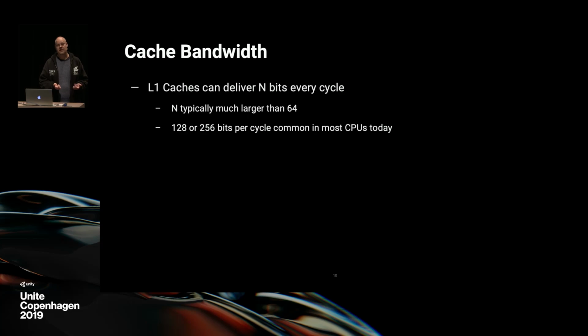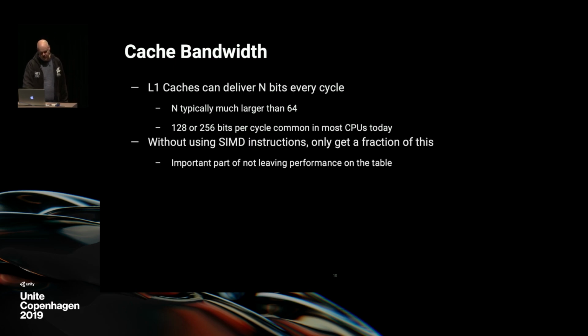Even if you use a 64-bit variable like a ulong or something in C#, the cache could give you at least twice that amount of data per cycle. So 128 or 256-bit cache buses are common. And my point then is, if you're using scalar instructions, you're throwing half of that away.